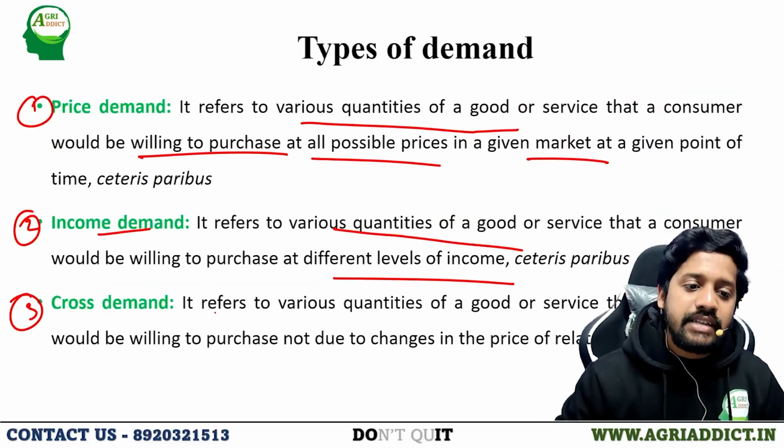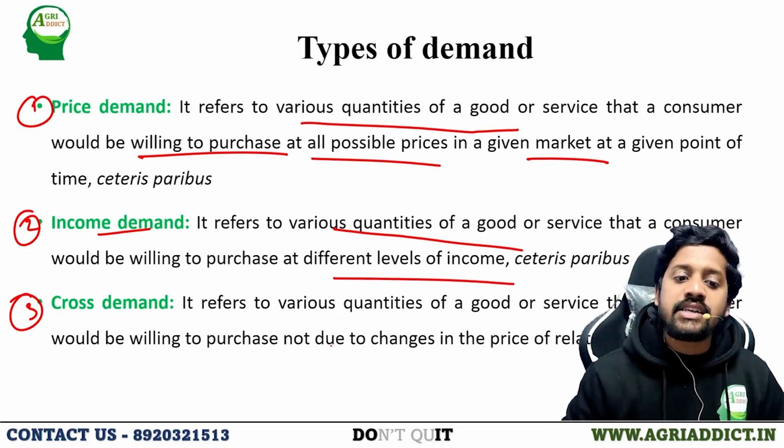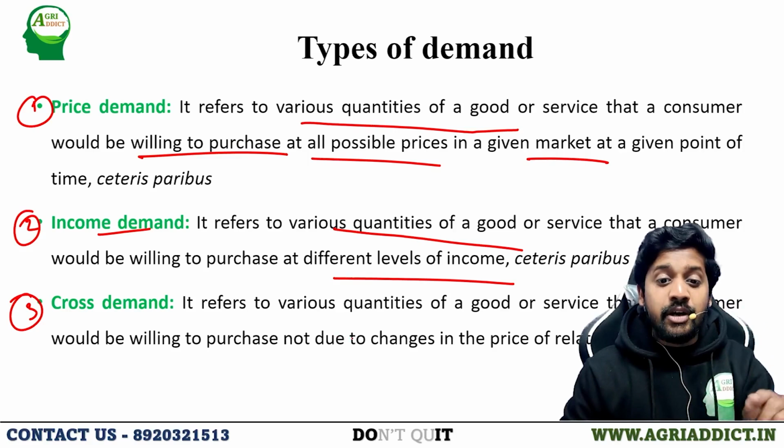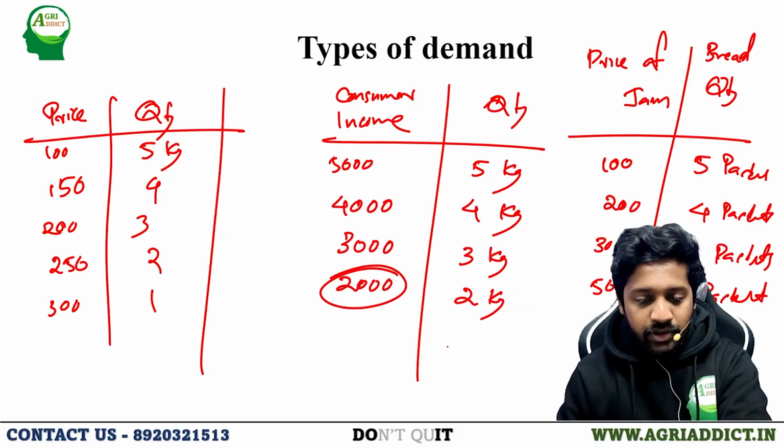So cross demand refers to various quantities of a good or service that a consumer would be willing to purchase, not due to the price of the same commodity, but due to the price of the related commodities. I got the concept. I hope the concept is clear.